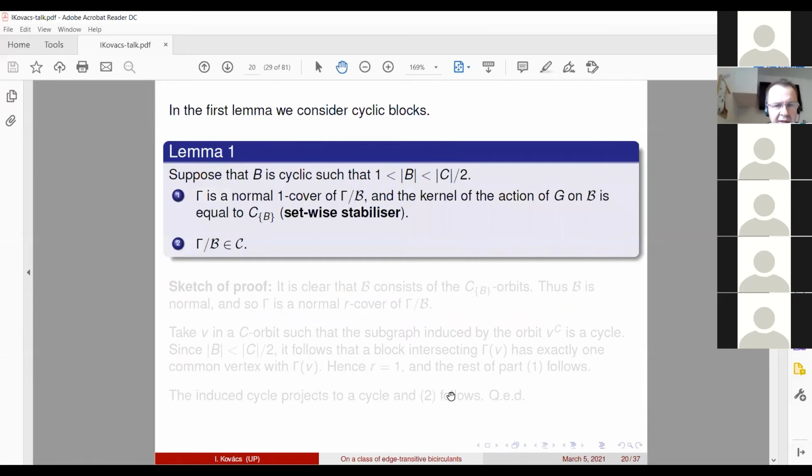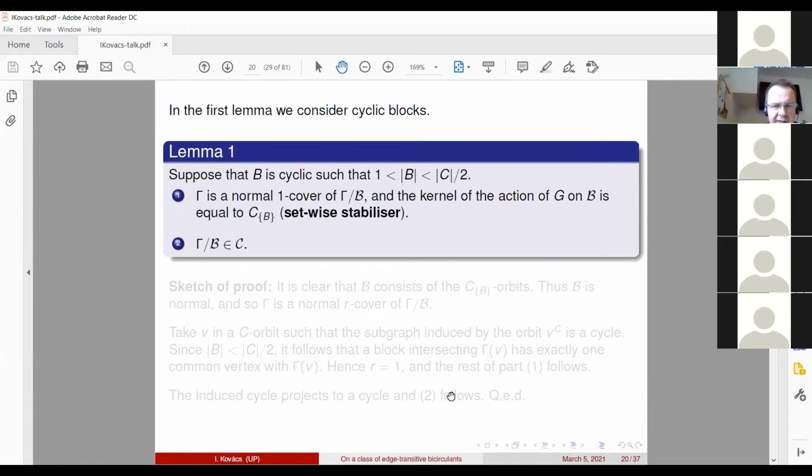For the cyclic blocks, we have the following lemma. Suppose that the block is cyclic, and also suppose that the size of the block is non-trivial, and the size is less than half of the order of C. Remember, later we study the odd case, and this will be guaranteed automatically. It's easy to show that the block cannot be the same size as C.